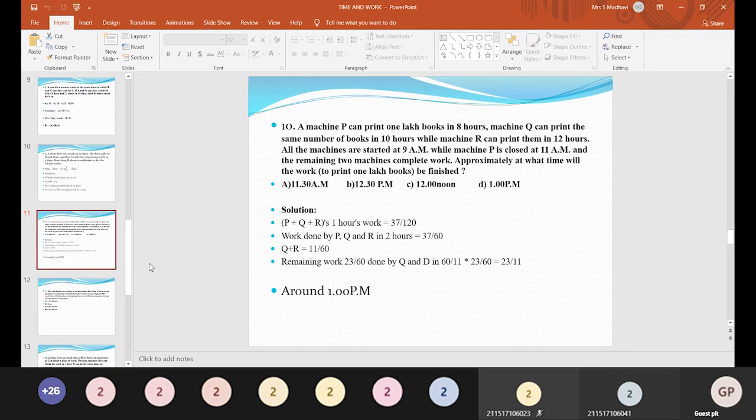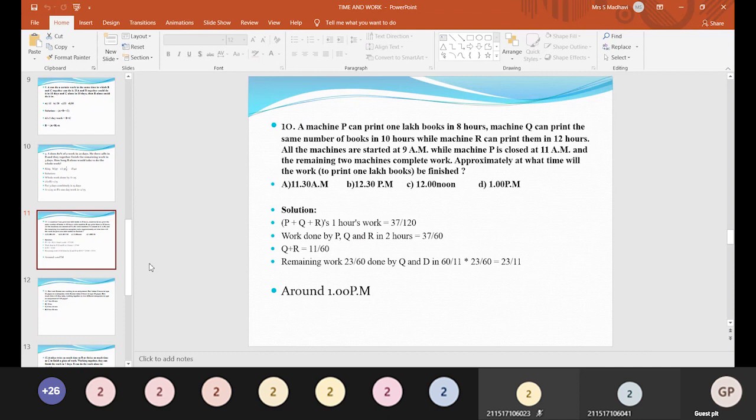Now Q plus R's 1 hour's work is 1 by 10 plus 1 by 12, which is equal to 11 by 60. The remaining work is 23 by 60. How do we get this remaining work? It is 1 minus 37 by 60, because altogether in 2 hours the work done is 37 by 60. So the remaining work is 1 minus 37 by 60, which is 23 by 60. So the remaining work is done by Q and R in 60 divided by 11 into 23 by 60.